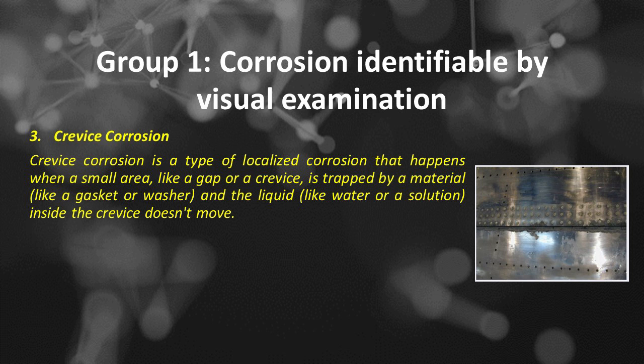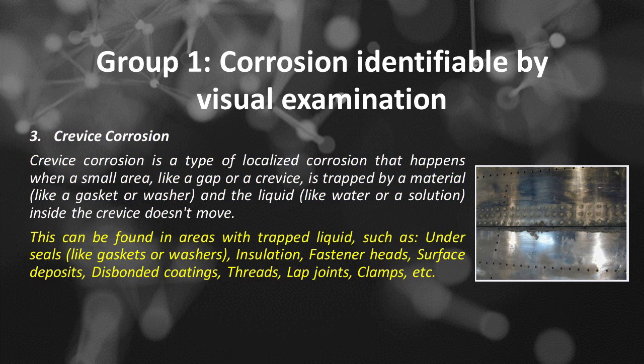Crevice corrosion is a type of localized corrosion that happens when a small area, like a gap or a crevice, is trapped by a material, like a gasket or washer, and the liquid, like water or a solution, inside the crevice doesn't move. This can be found in areas with trapped liquid, such as under seals, like gaskets or washers, insulation, fastener heads, surface deposits, disbonded coatings, threads, lap joints, clamps, etc.